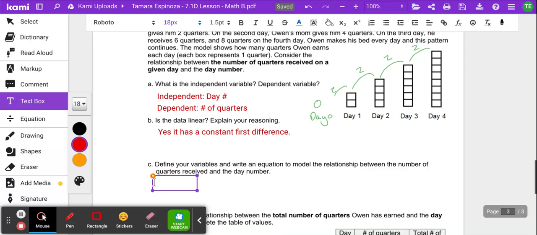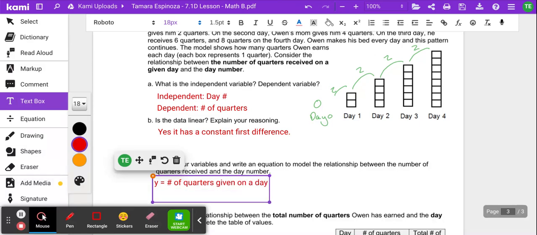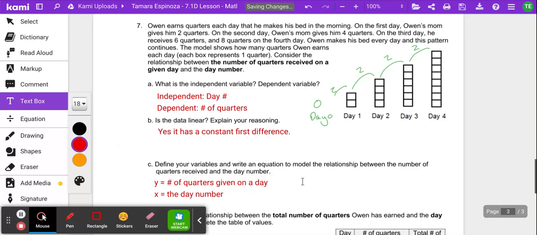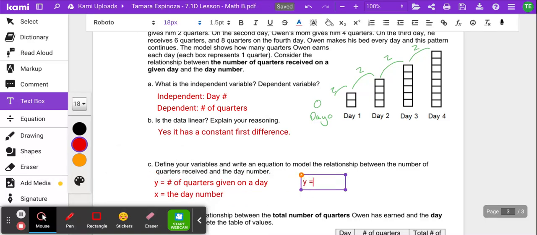So y is going to be the number of quarters on a day, and x is going to be the day number. And we see that my equation, the amount of quarters he gets on a particular day, depends on 2 times that day number. So y = 2x.